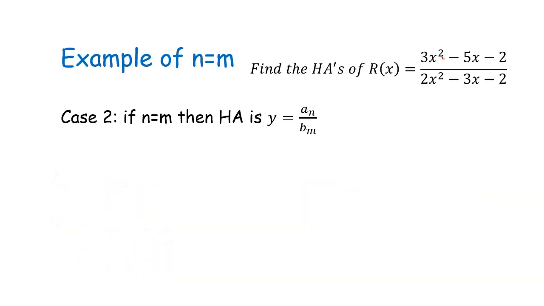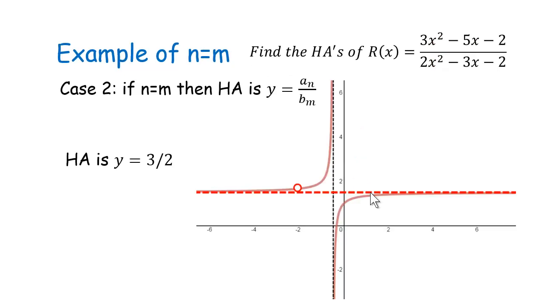Here's an example of case 2. The degree of the numerator is 2 and the degree of the denominator is 2. So the horizontal asymptote is the quotient of the leading coefficients, which I defined last time. The leading coefficient in the numerator is 3 and the leading coefficient in the denominator is 2. Here's a picture of the graph. This dotted line here is the line y equals 3/2. This graph also had one vertical asymptote and one hole, which we saw last time.